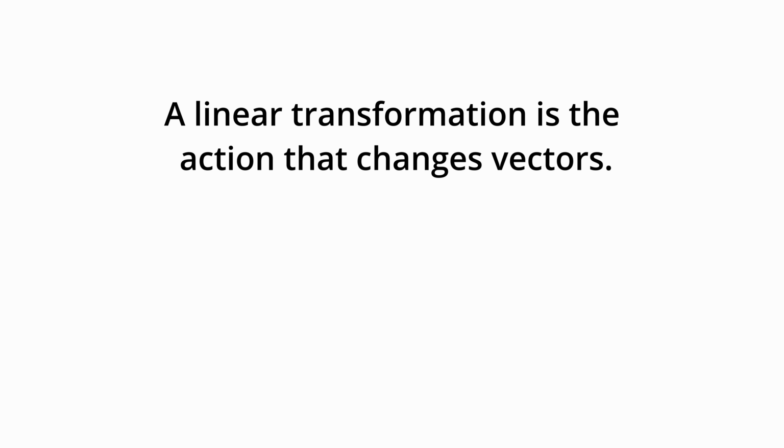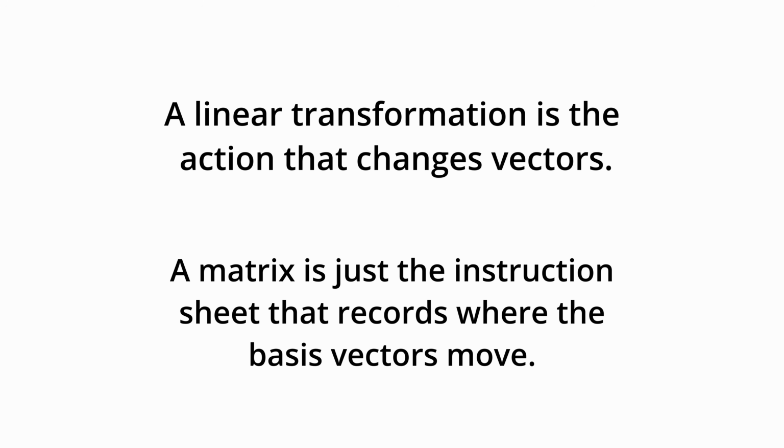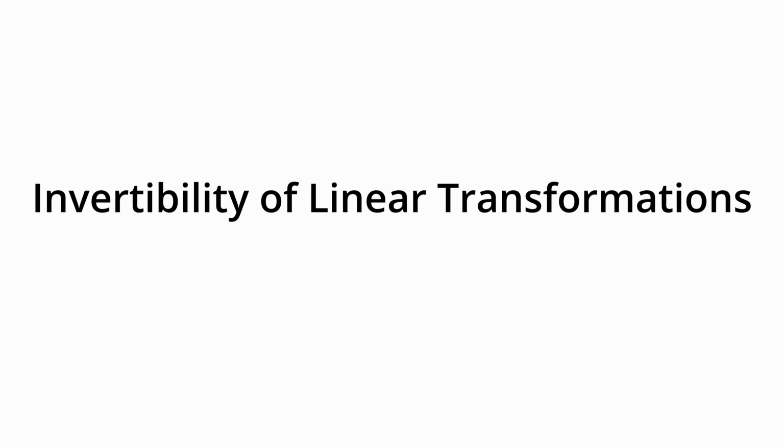A linear transformation is the action that changes vectors, and a matrix is just an instruction sheet that records where the basis vectors move. Let's talk about invertibility of linear transformations.